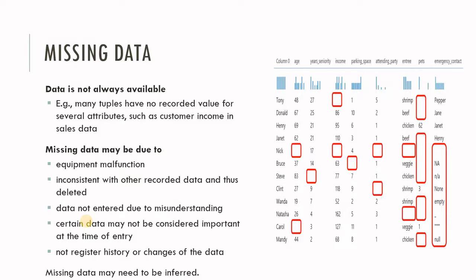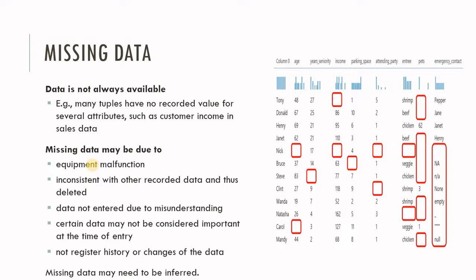Imagine that you need to analyze an electronic company's sales and customers data. You note that many tuples have no recorded value for several attributes, such as customer income. How can you go about filling in the missing values for these attributes, such as customer income? That may be possible for the reasons I have described, so we have to recover those missing values.